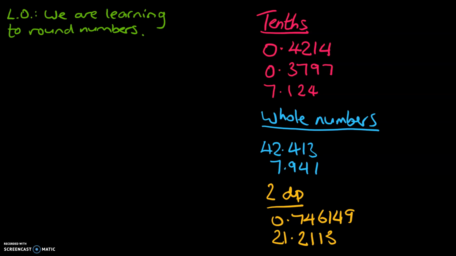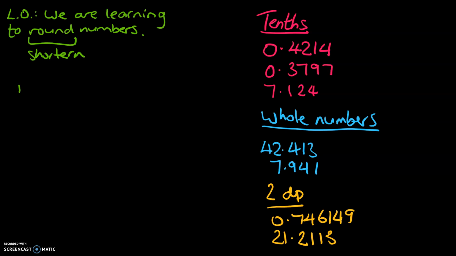Today's learning objective is in green and we are learning to round numbers. And what round means, it's a way that in maths we make our numbers shorter, because sometimes we're a bit lazy and shorter numbers are often easier to deal with. So we're looking at how to shorten or round numbers.